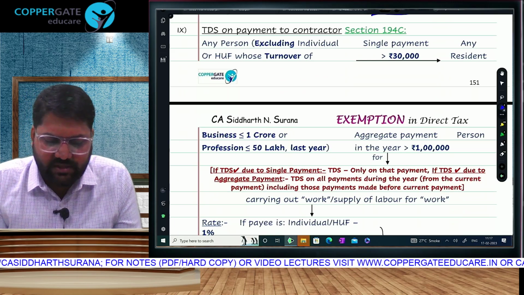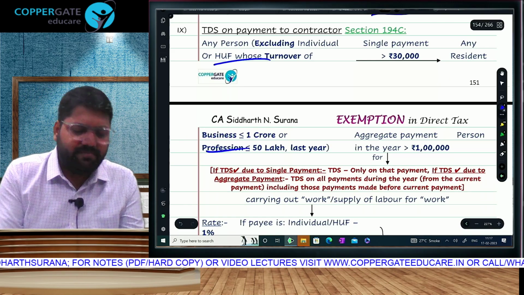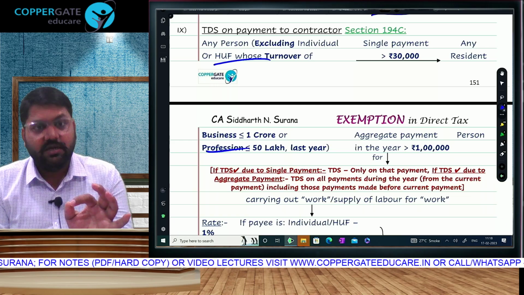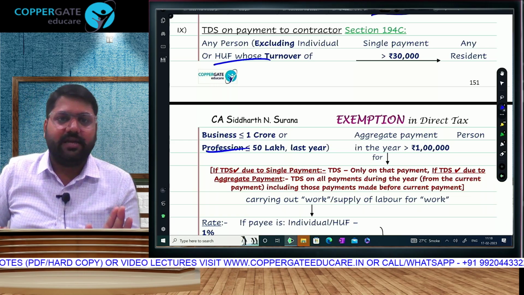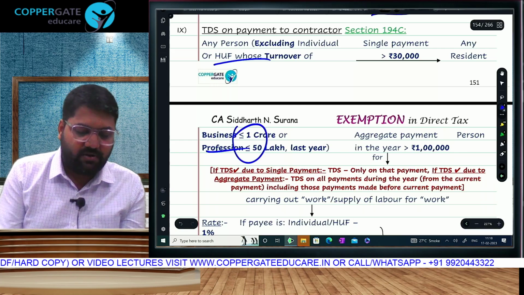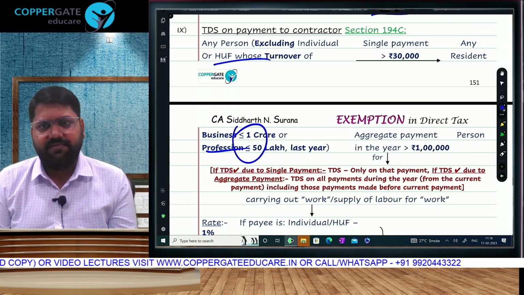Section 194C, payment to contractor. The payer is same as the hot favorite, all persons other than individual HUF. Individual HUF, if turnover exceeded 1 crore in business or 50 lakh in profession last year. That means if it was less than or equal to 1 crore or 50 lakh last year, we will not be covering.